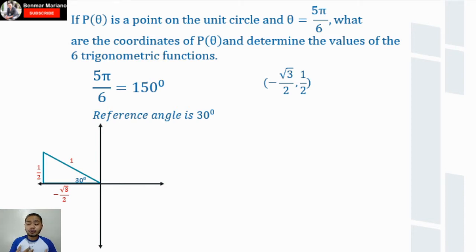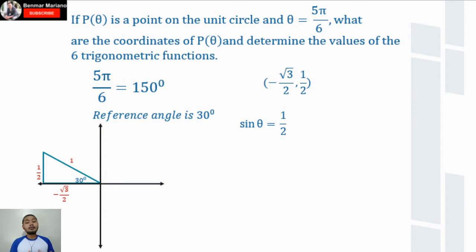Next, how are we going to determine the values of the 6 trigonometric functions? This would be easy, as long as we know the values of sine, cosine, and tangent by using the shortcut that we memorized, SOHCAHTOA. Isn't it that sine is equivalent to opposite over hypotenuse, cosine is adjacent over hypotenuse, and tangent is opposite over adjacent? Looking at our figure, this is our angle, so this would be its opposite, this would be its adjacent, and this is the hypotenuse. So sine 30 degrees, or sine theta, would be equal to 1/2.